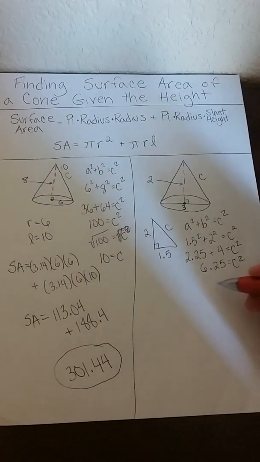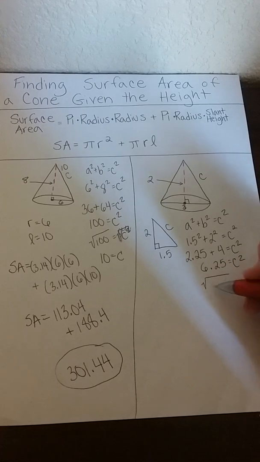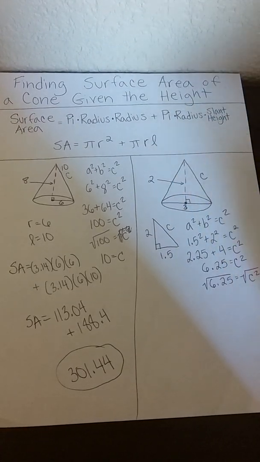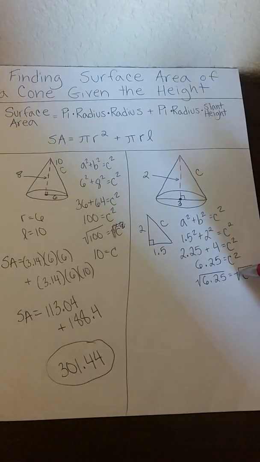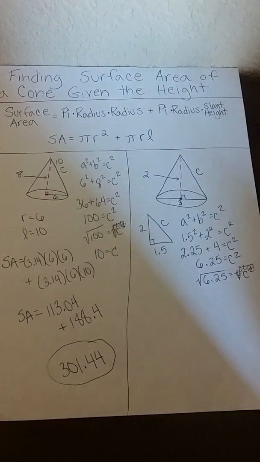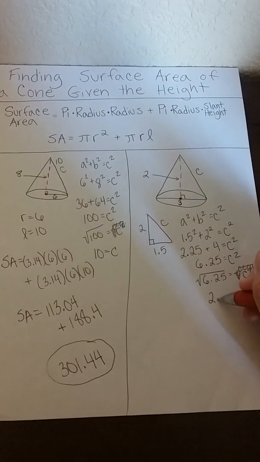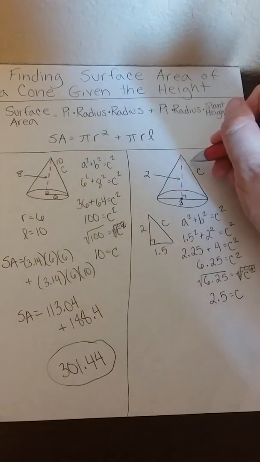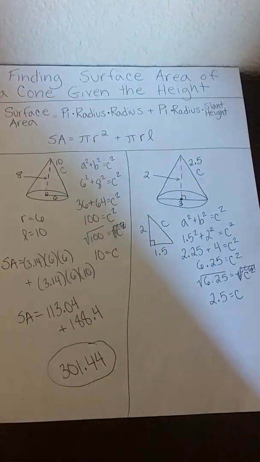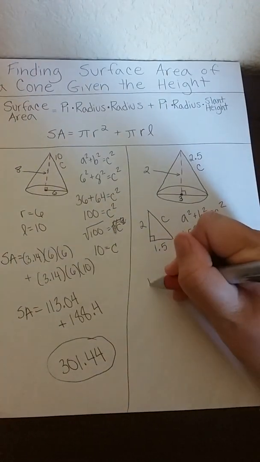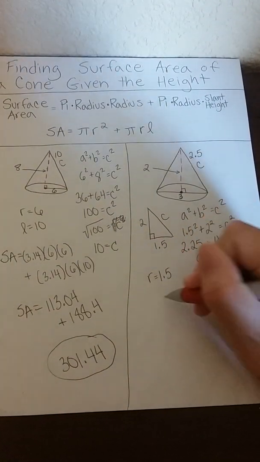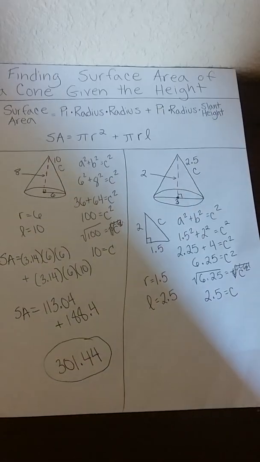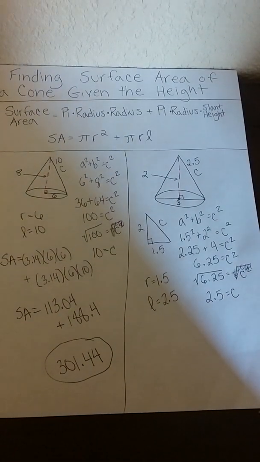Now to get rid of squared, we do square root. So we do the square root of 6.25, then we do the square root of c squared. Square root and squared cross off. The square root of 6.25 is 2.5. So I have 2.5 is c. So my slant height is 2.5. So now I know my radius is 1.5, my slant height is 2.5. Now I have the information I need to find surface area.